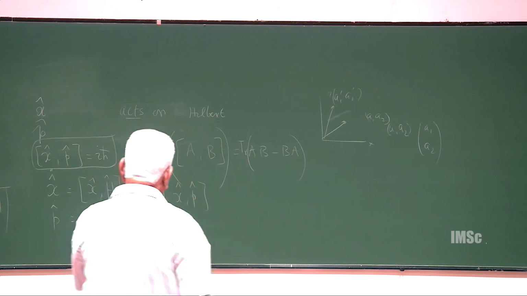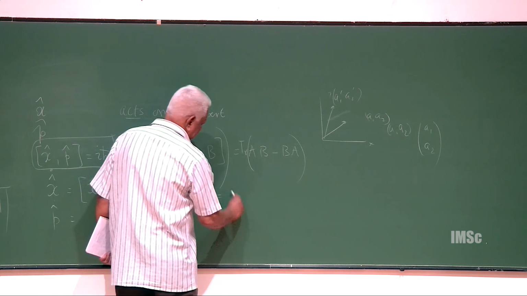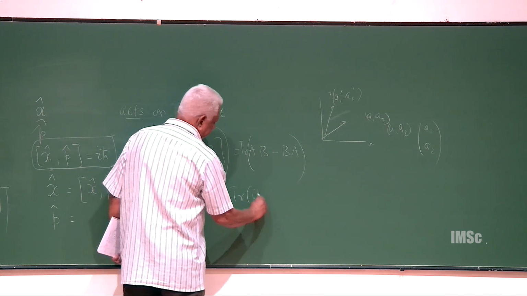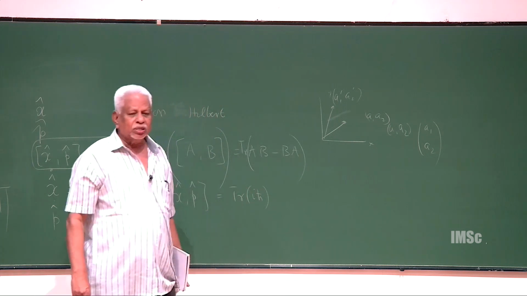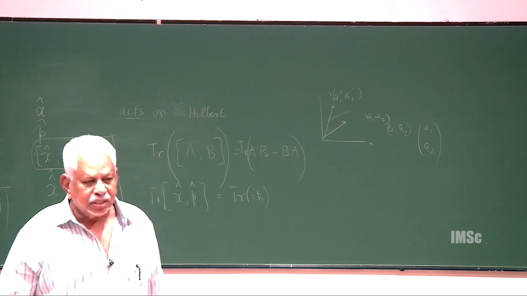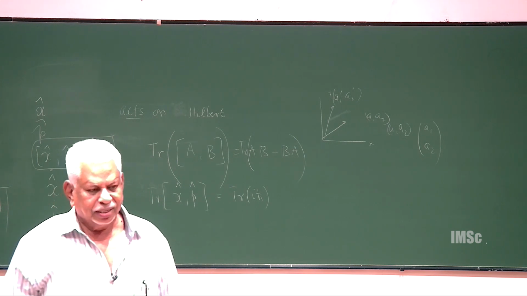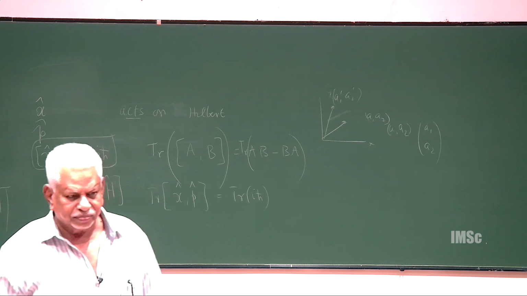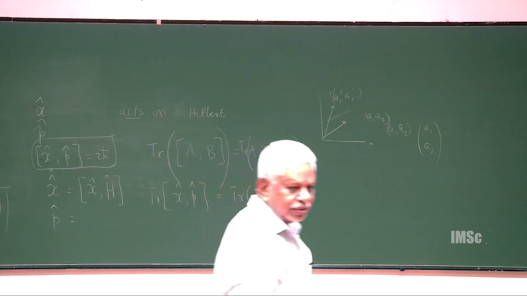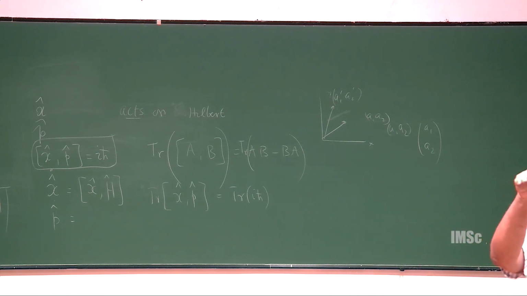But what is it you have written on the right hand side? You have written it as trace of I h bar. Now what is that matrix which I have written there? Identity matrix. It is only 1, 1, 1, 1, 1 everywhere. So the trace of that is the dimension of the matrix. Trace of I h bar is n.